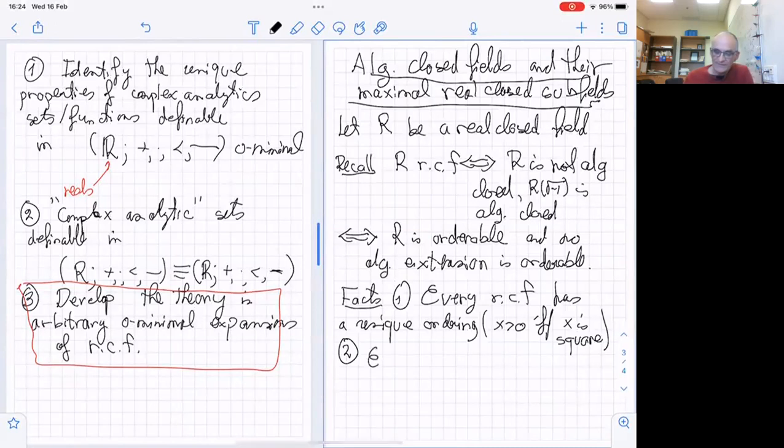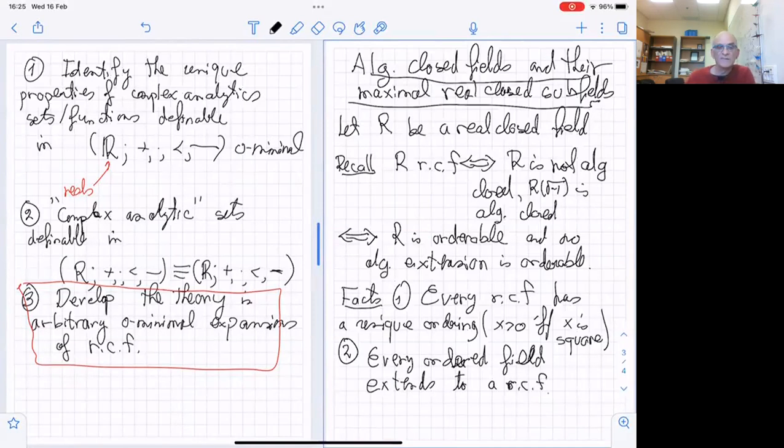And the second fact is that every ordered field, so this is a field after you fix the ordering, can be extended as an ordered field to a real closed field. Actually, as an ordered field, it has a unique minimal one. All right, never mind.